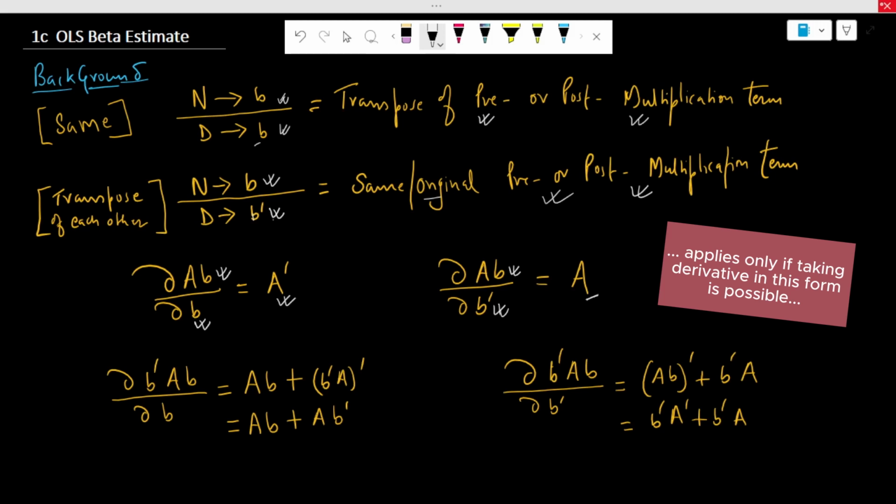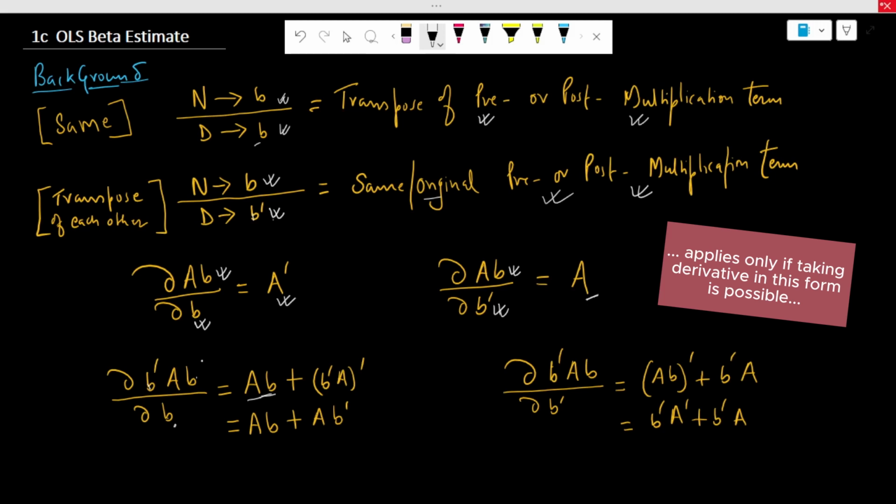We apply the same rule to calculate the derivative with respect to vector beta for this quadratic form, beta transpose AB. First of all, we concentrate on the beta on the left, that is beta transpose, and we compare it with the vector beta in the denominator, and they are in transpose form. That is why we take the post-multiplication term in its original form, plus we use the product rule. Now we compare the beta at the extreme right with the beta in the denominator. They are the same, their order is the same.